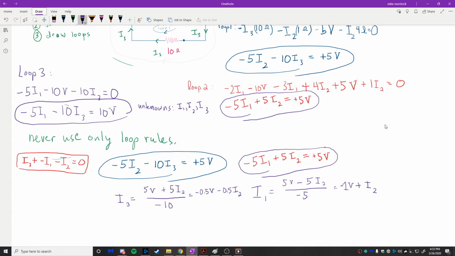What do you guys think? Does the algebra look right? Both cases? Okay. So we've got that is I3 and that is I1.